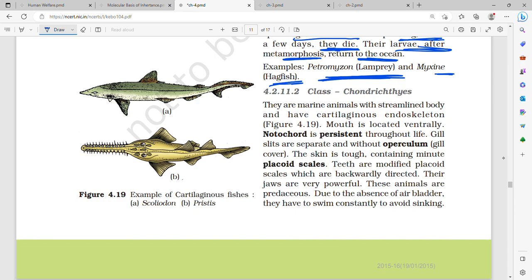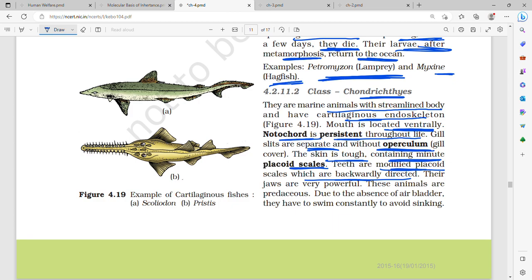Then comes class Chondrichthyes. Chondrichthyes are marine animals with a streamlined body. They have a cartilaginous endoskeleton. Mouth is located ventrally. Notochord is persistent throughout their life. Gill slits are separate and without any operculum or gill cover. Skin is tough, containing minute placoid scales. Teeth are modified placoid scales, backwardly directed.